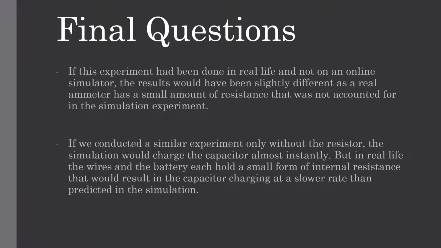If this experiment had been done in real life and not in an online simulation, the results would have been slightly different as a real ammeter has a small amount of resistance that was not accounted for in the simulation experiment. If we conducted a similar experiment, only without the resistor, the simulation would charge the capacitor almost instantly. But, in real life, the wires and the battery each hold a small form of internal resistance that would result in the capacitor charging at a slower rate than predicted in the simulation.